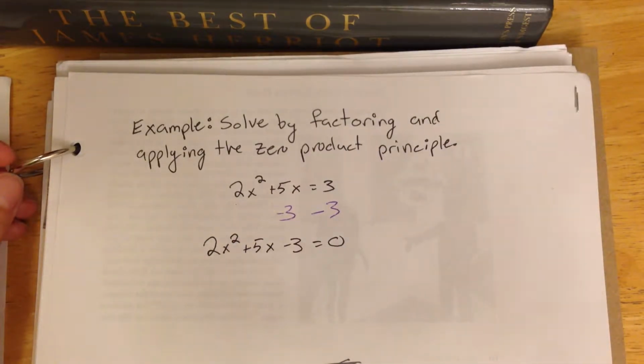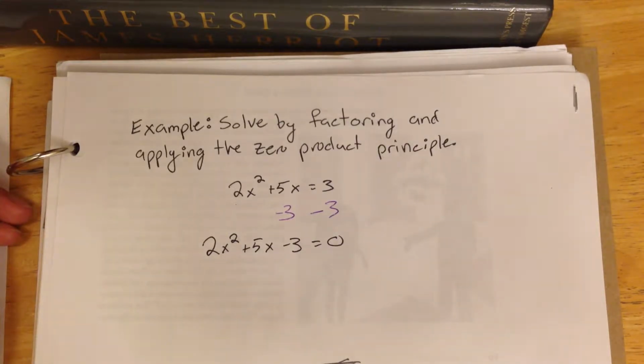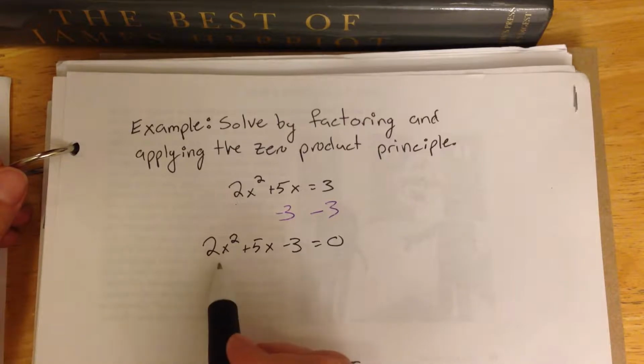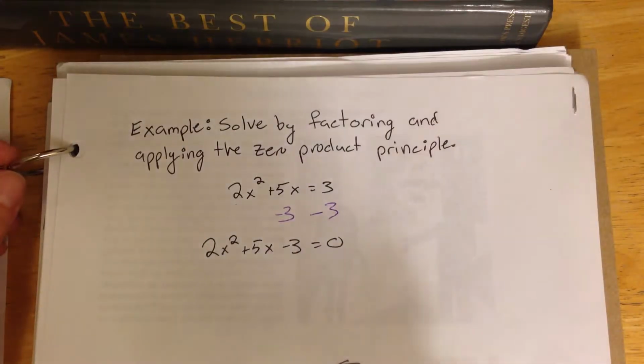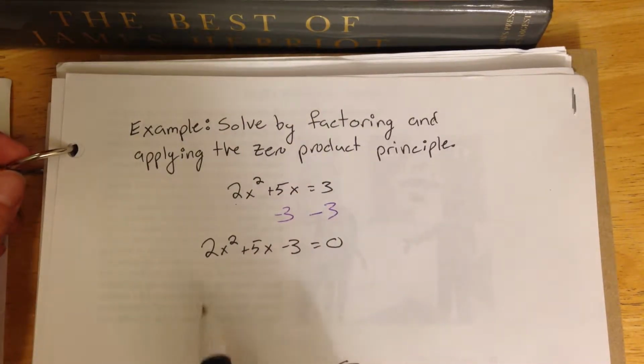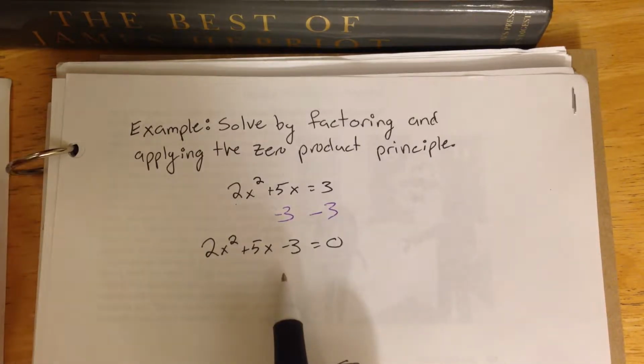Now that I have my quadratic equation in standard form, I can work on factoring it. Now, this one's going to be a little bit tricky to factor because the lead coefficient is not 1. In this video, I'm going to show you the guess and check method for factoring one of these more tricky quadratics. In a future video, however, I will also show you the A times C method, which many students prefer.